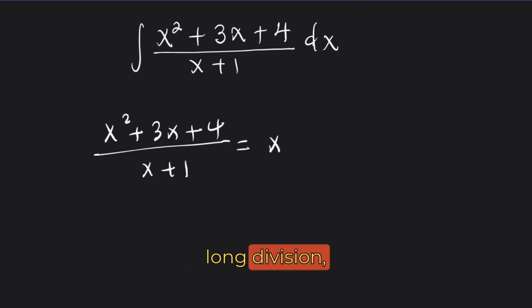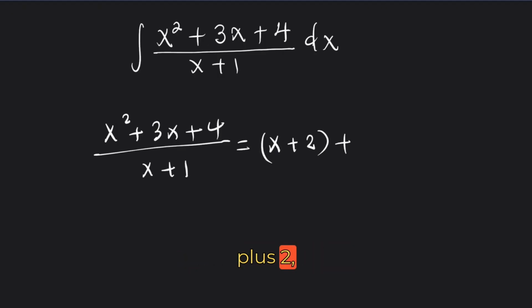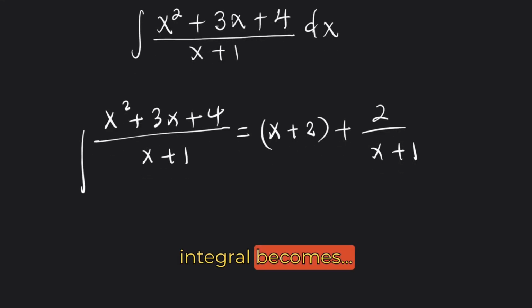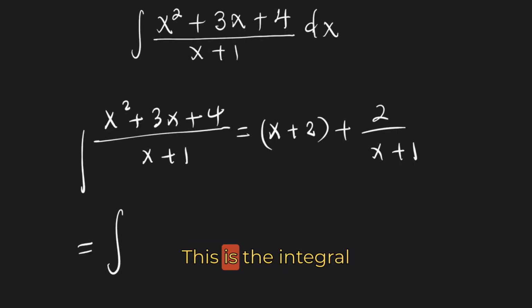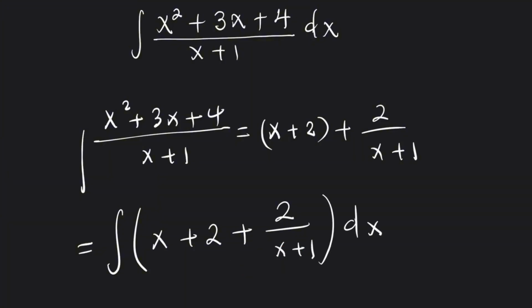When you use long division, you'll find that this is equal to x plus 2, then plus 2 over x plus 1. Our integral becomes the integral of this whole expression, x plus 2 plus 2 over x plus 1, with respect to x.